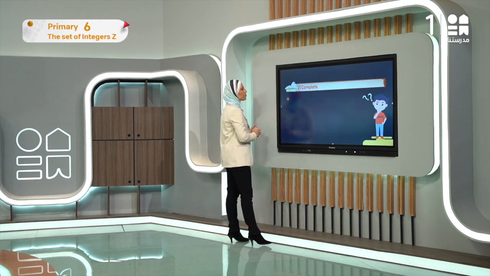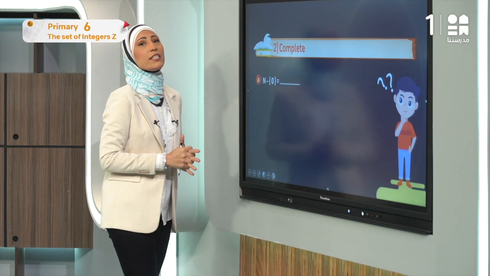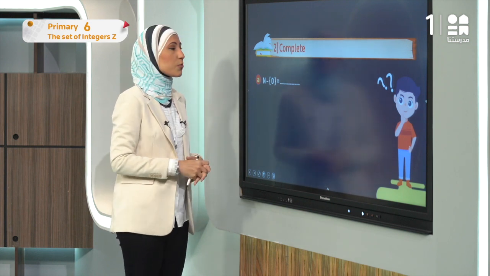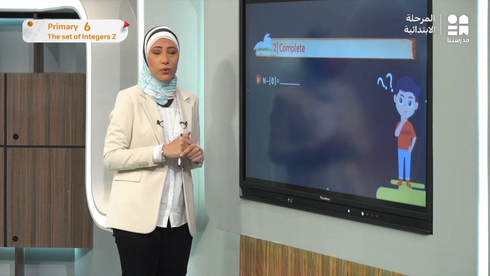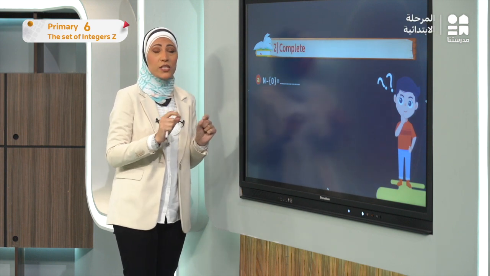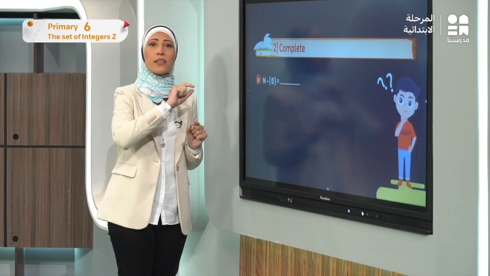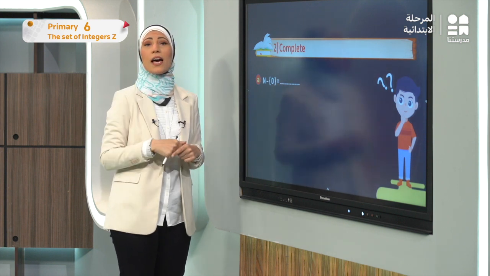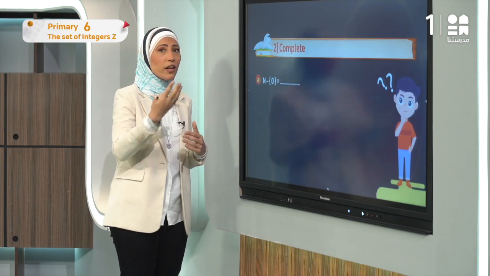Okay, number 2. Here is a very important exercise. It comes up very, very often in Primary 6 and we must be very careful with it. If you cannot do it, you can draw the number line, the set of integers. You can draw the set of integers and imagine the sets on it to find the answer.